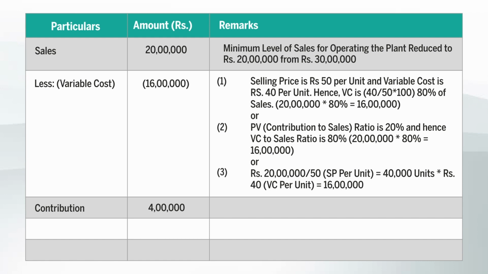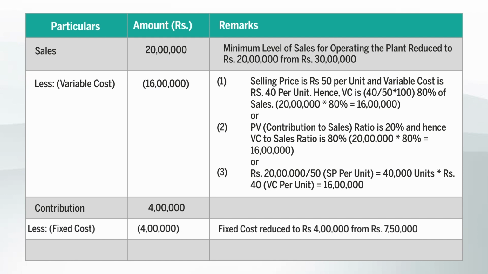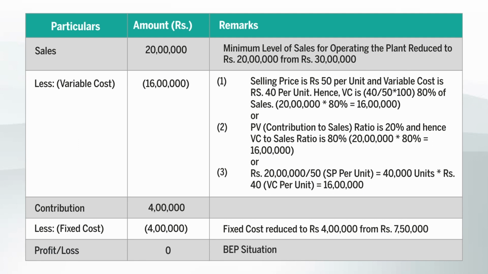Now it is time to deduct fixed costs. Fixed cost is rupees 4 lakh. And from contribution, if we deduct fixed cost of rupees 4 lakh, we get profit or loss of rupees 0. And friends, this is nothing but our BEP situation. This is the situation where we are having no profit, no loss. So break-even point is the situation where there is no profit, no loss.